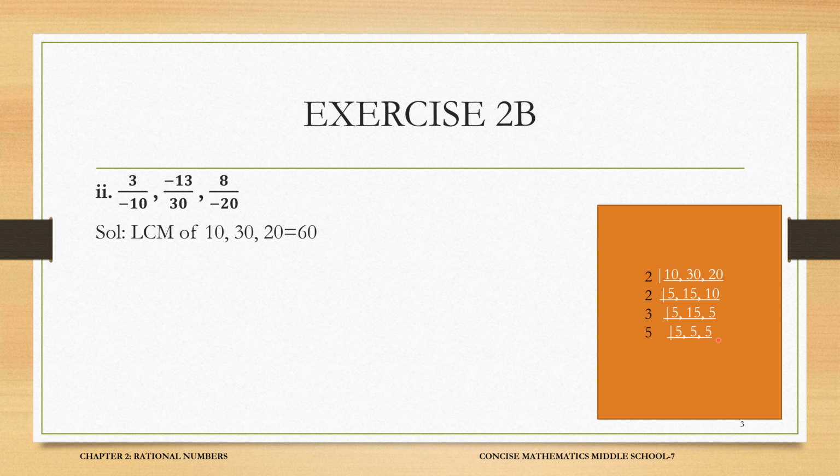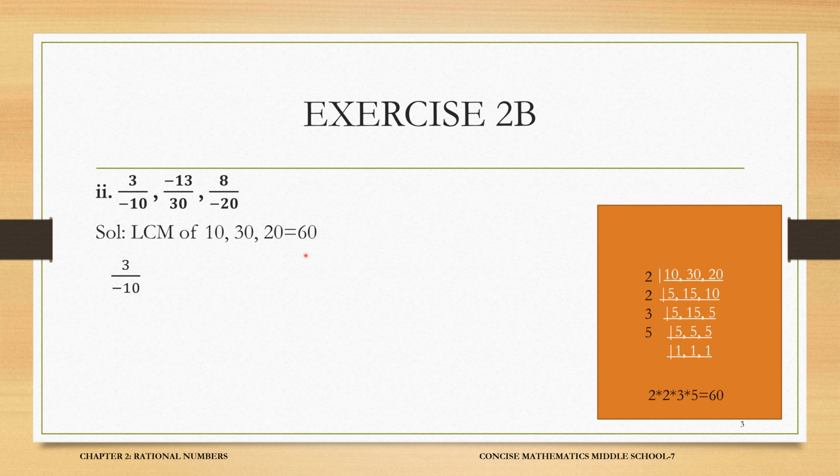Now again just write down 5 1s are 5. Now just multiply all these prime factors, that is 2 into 2 into 3 into 5. It becomes 60. This is how we got this 60. Now we have to make the denominators equal.